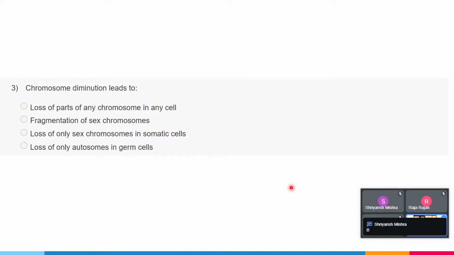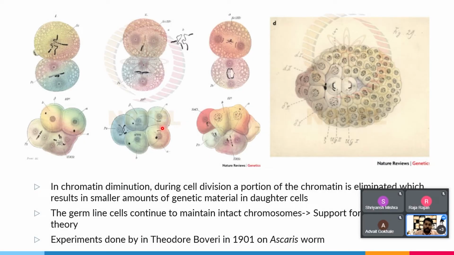Shriyan says it is B, fragmentation of the sex chromosomes. Anyone else wants to answer? Okay, so let us move on, but I would like everyone to at least try answering the questions, because getting them wrong here does not have any implications further on. You will just understand how we go about things. So let us look at the solution slide.